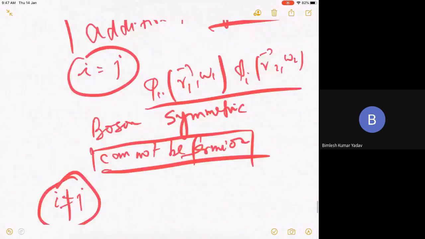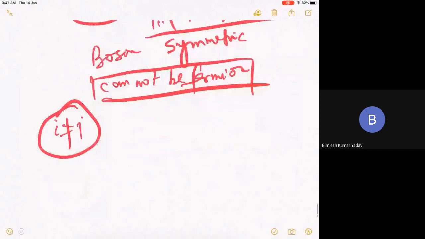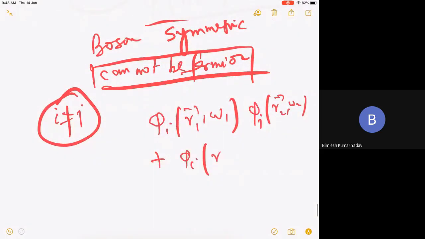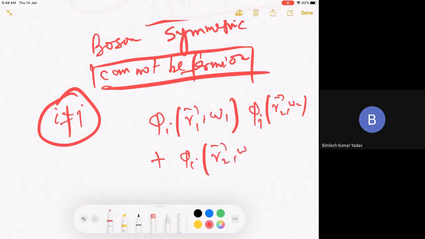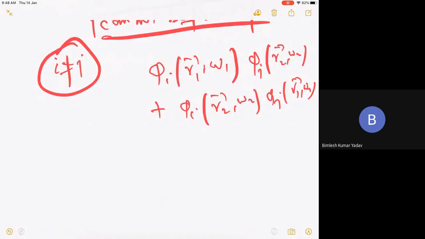However, since each of the products is an eigenfunction, I can take the product in a different order. That is, this can be j, this can be i, and mix it. I'll still get the same energy. So for example, if I take a product phi i(R1, omega 1) into phi j(R2, omega 2) plus phi i(R2, omega 2) into phi j(R1, omega 1). So I hope you understand what I'm doing. I'm interchanging the 1 and 2 coordinates.